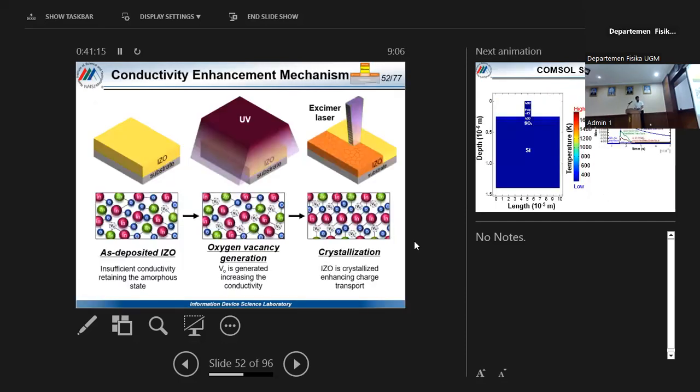This is the mechanism. As-deposited IZO is semiconducting, so there's no sufficient conductivity. After you irradiate with UV, we found that the energy from the UV light ejects some of the oxygen in order to form oxygen vacancies. It's well known in the oxide semiconductor field that as we increase the amount of oxygen vacancy, the carrier concentration is increased. That's why the conductivity is improved. With crystallization by the excimer laser annealing, you also enhance the charge transport of these carriers.